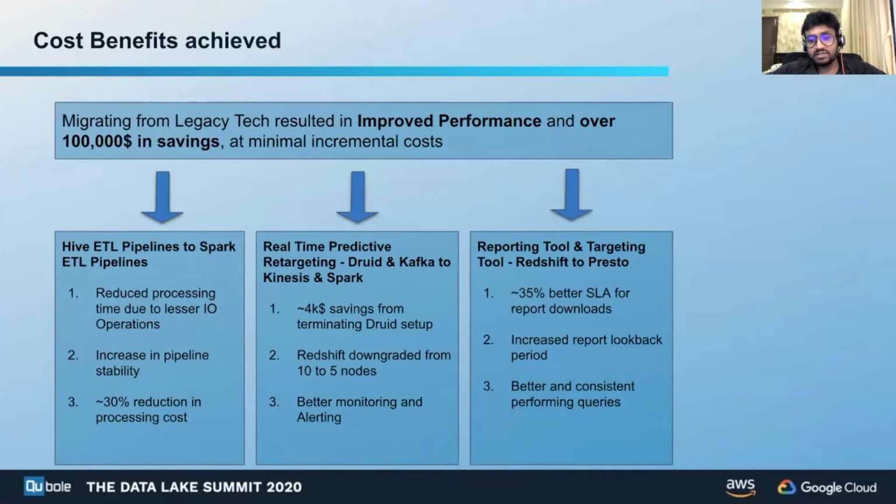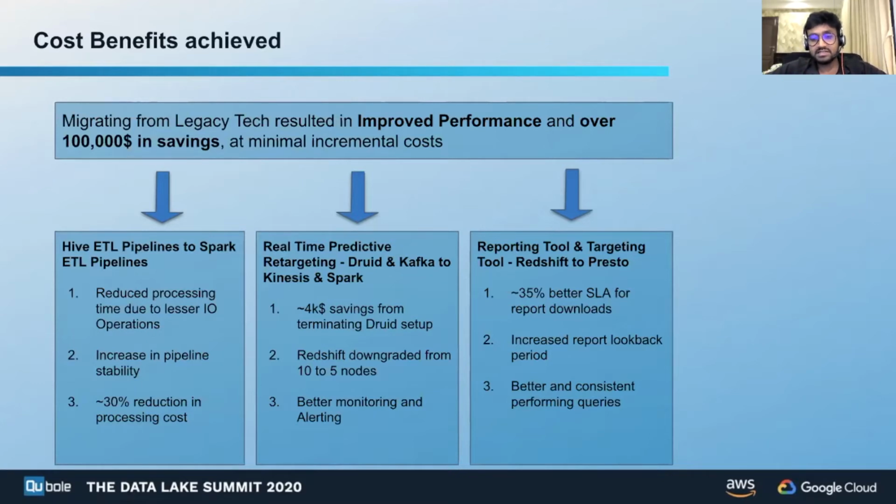The reporting tool and the retargeting tool were also migrated from Redshift to Presto. The reporting tool showed a 35% better SLA for report downloads. We could increase the look back period of the reporting tool from 1 month to 3 months. This was because now the data need not be stored in both Redshift and S3, but we could rather specifically query from S3, and the storing of the data was also much cheaper now.